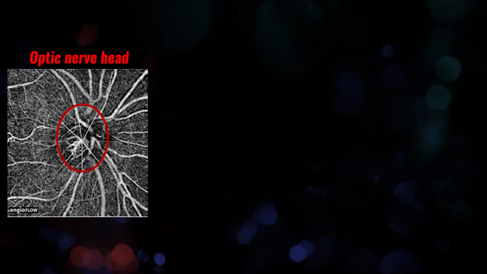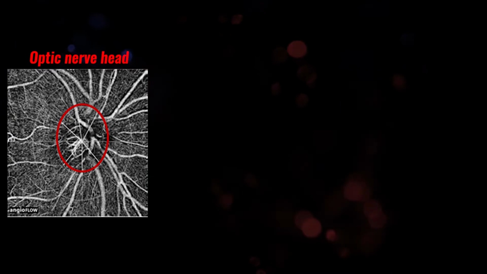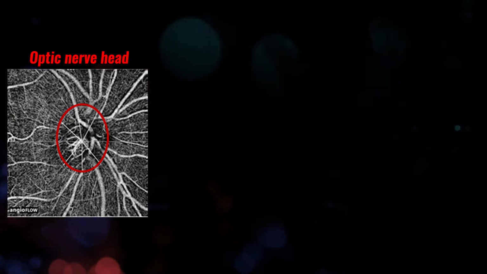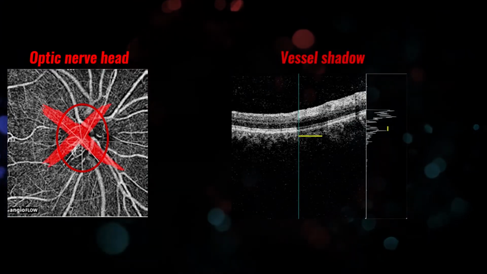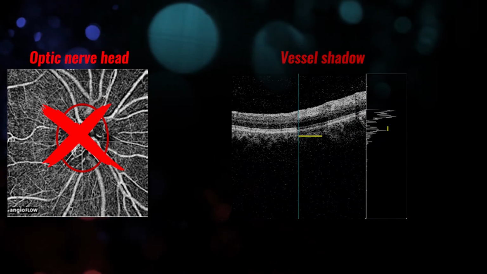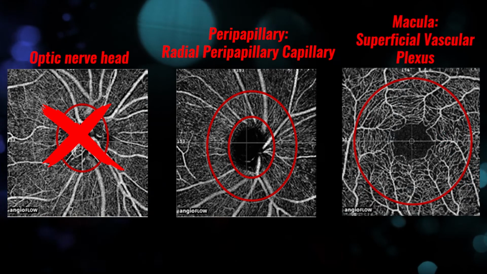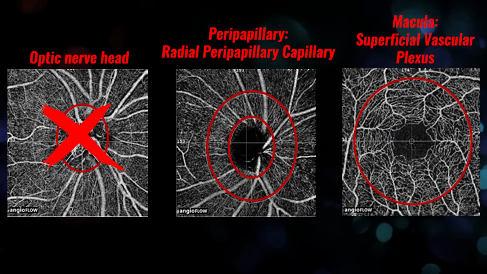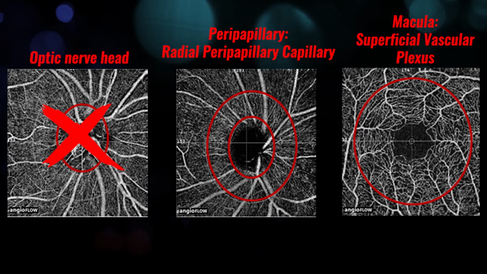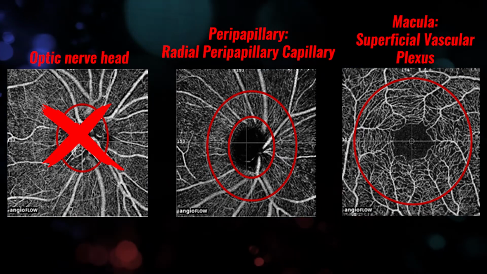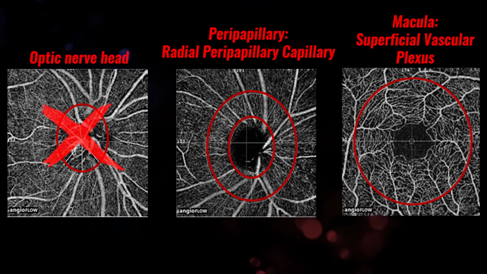Unfortunately, the optic nerve head was not ideal for vascular imaging due to its variable geometry and shadowing from large blood vessels. The radial peripapillary capillary plexus and the superficial vascular plexus of the macula showed good repeatability. These are imaged in glaucoma patients as they supply the RNFL and the ganglion cell layer.